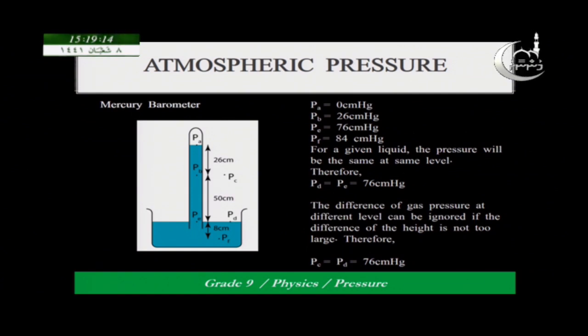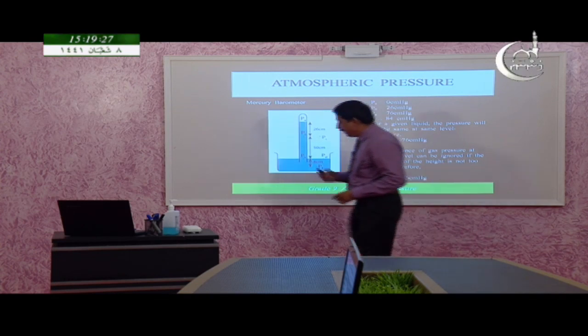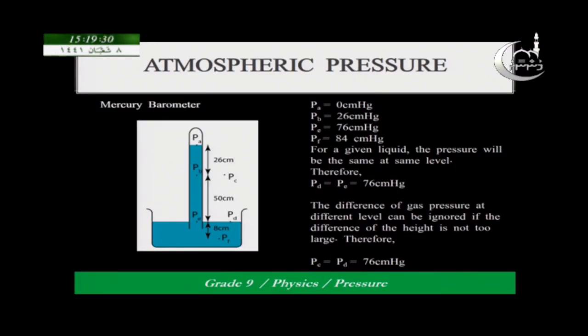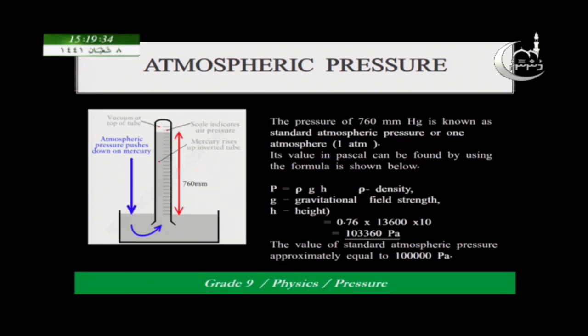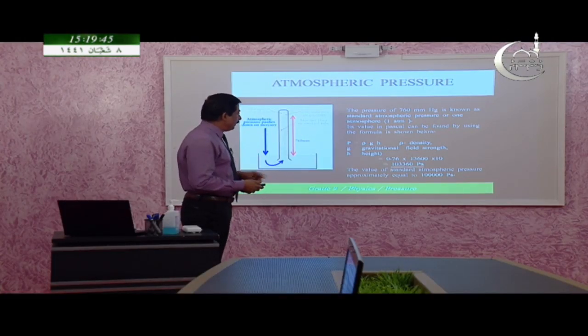The difference of the gas pressure at different levels can be ignored if the height is not too large. Therefore, pressure at E and D is 76. And one more thing, the pressure at E and pressure at D are equal in this situation, because both are atmospheric pressure. The next one, how will you convert millimeter of mercury? The normal atmospheric pressure is 760 millimeter of mercury, the standard atmospheric pressure, that is 1 atm.